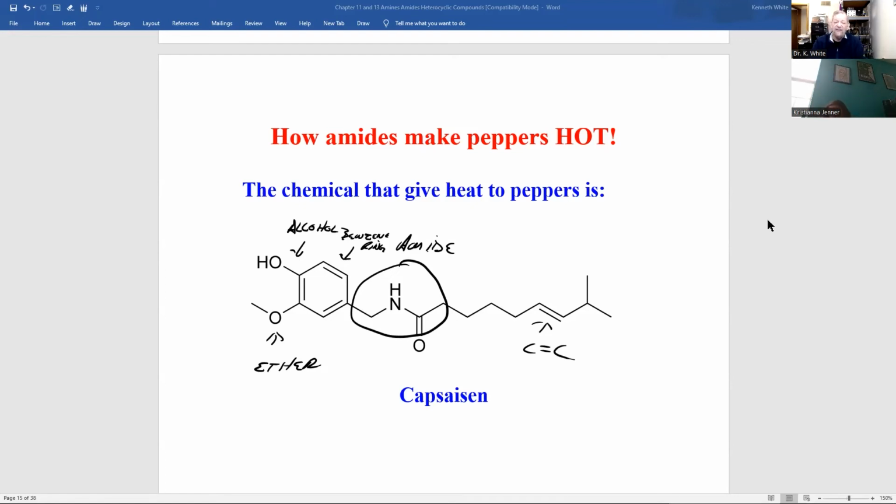Now, how many of you have ever been in a place where they sell very hot chicken, the buffalo wings? And what do they normally give you with that? Celery. And what's in with the celery?